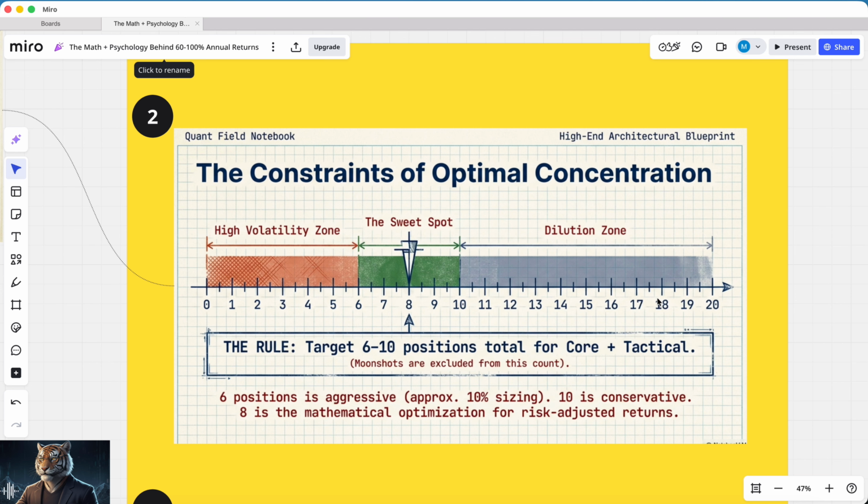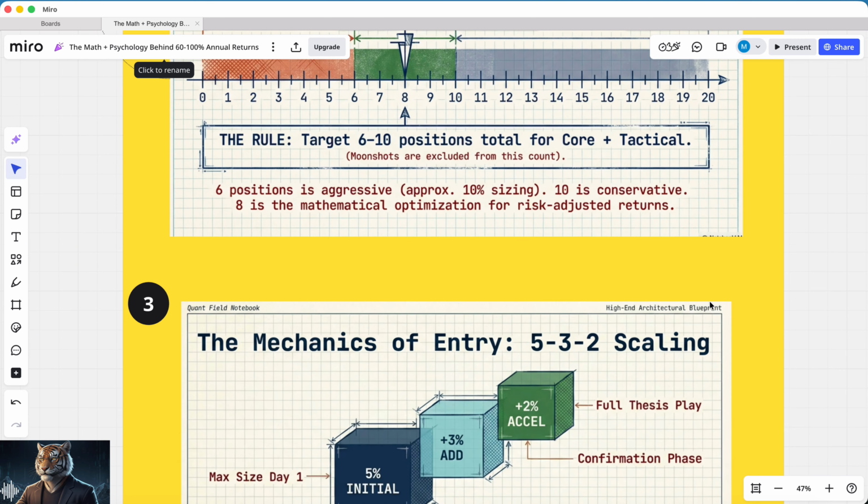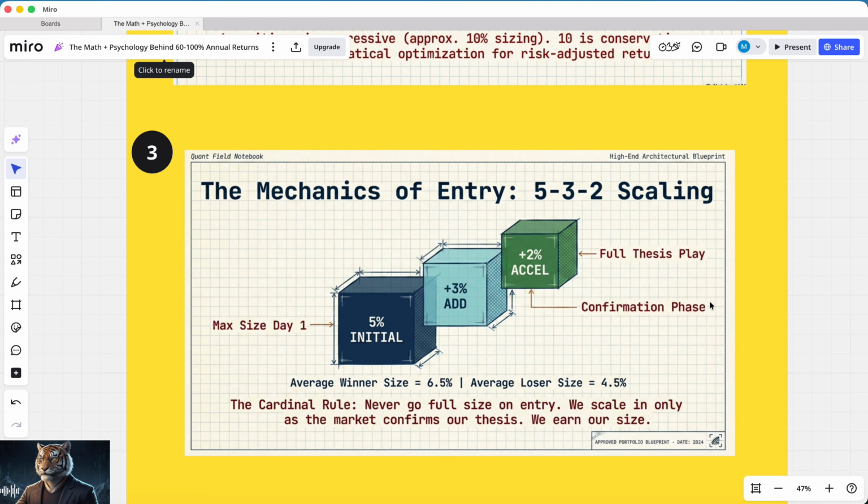At the foundational level, the goal of the scaling process is to increase the average size of a winner type of position and decrease the size of the losing position. Over the years, we came to the stats that on average our winning position is about 6.5% and our losing position is around 4.5%. We never go in full size in. That's a very much more of a mature retail type of experience where people go in and buy 10, 15, 20% in a given position. That's a big no-no, and it's a no-no for many reasons.